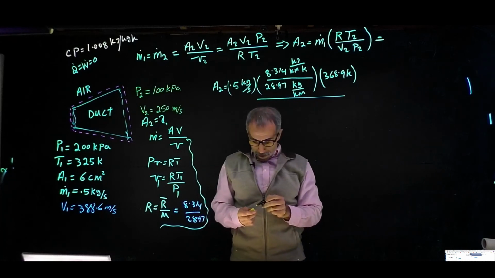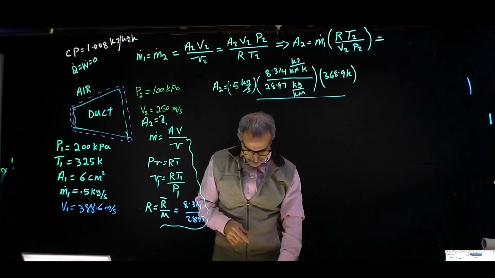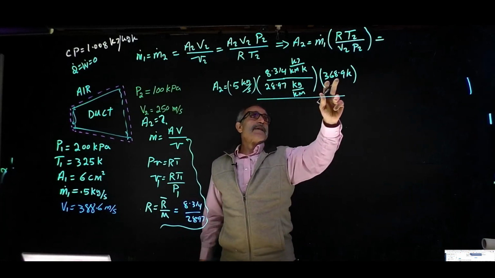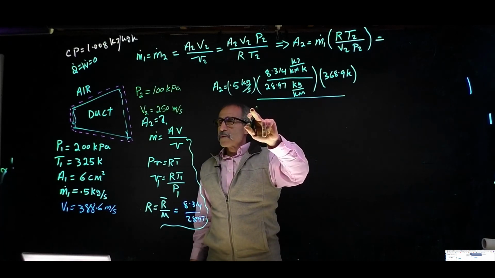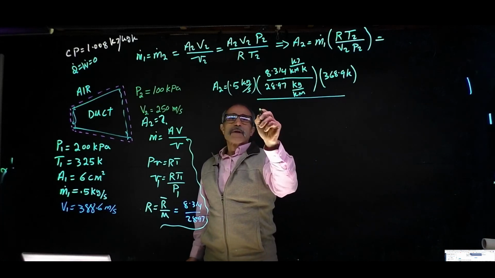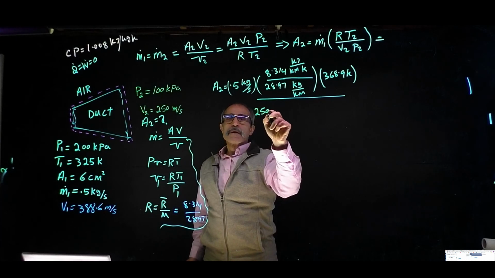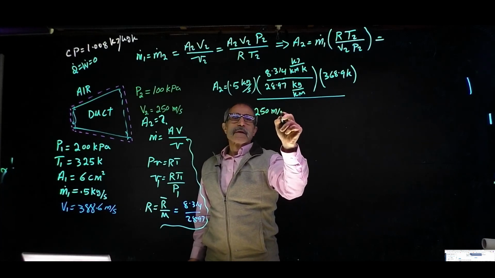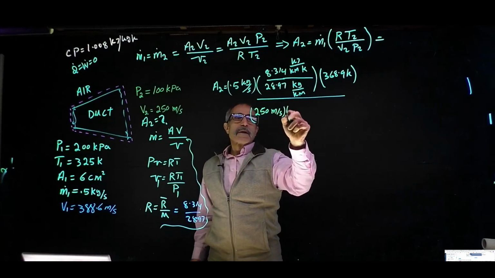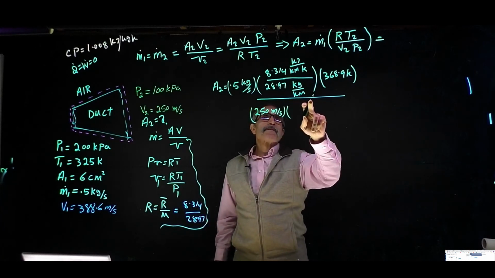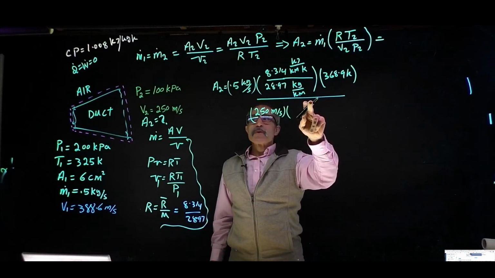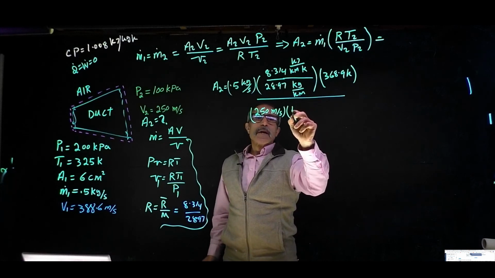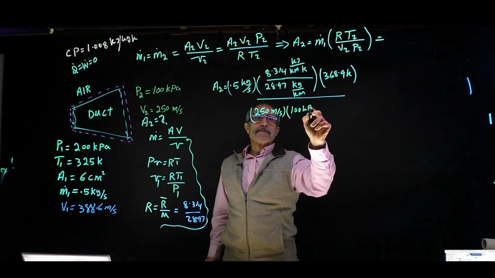Okay, I got R, I got T, divided by, I'm going to write that in a different color, V2. V2 came out to 250 meter per second, and then multiplied by P2, which came out to 100 kilopascal.